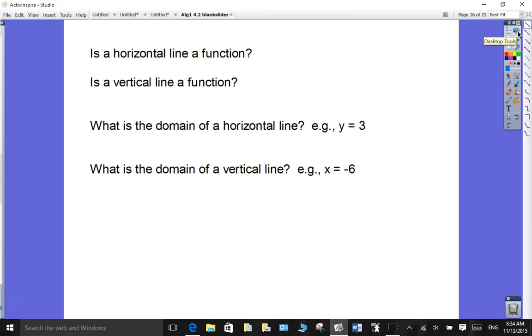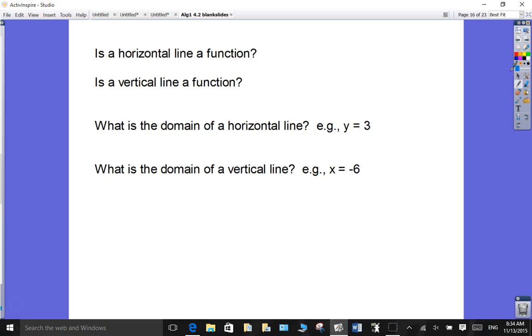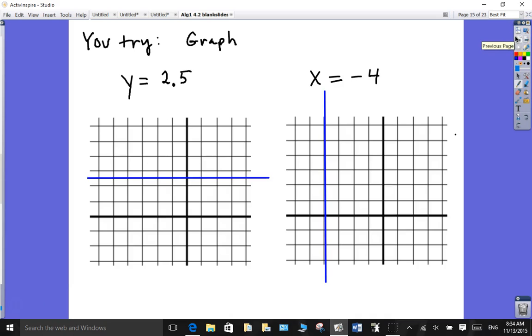So, answer these questions, right? Is a horizontal line a function? Yeah. I mean, let's go back to this slide right here. Is that a function? Does it pass a vertical line test? It does, right? So you would say, yes, that's a function. What about a vertical line? Nope. Does a vertical line pass a vertical line test? No. How many points are on that? Infinity. Infinite, right? There's infinitely many points on the line. So when you draw a vertical line, you intersect infinitely many times.